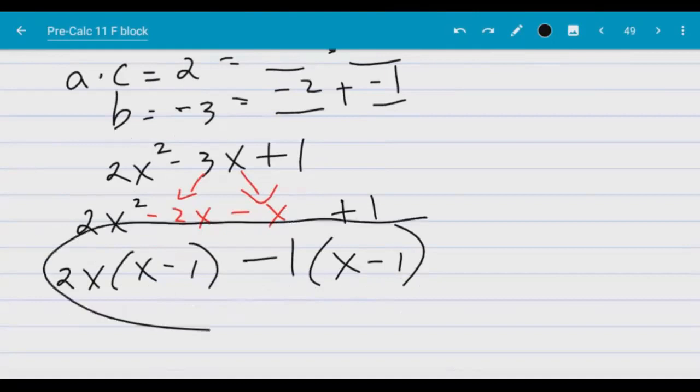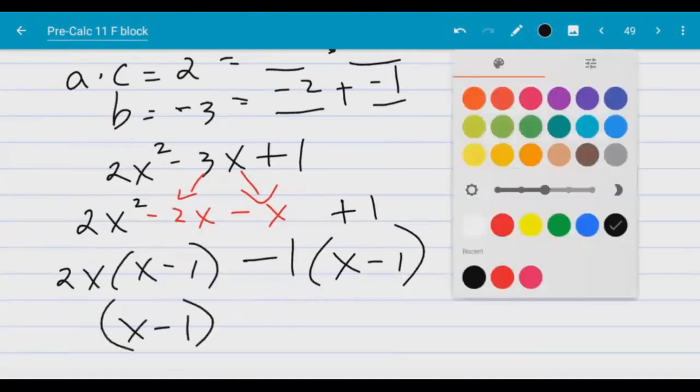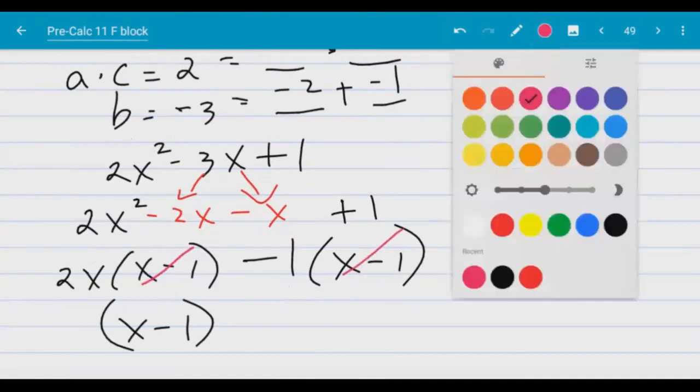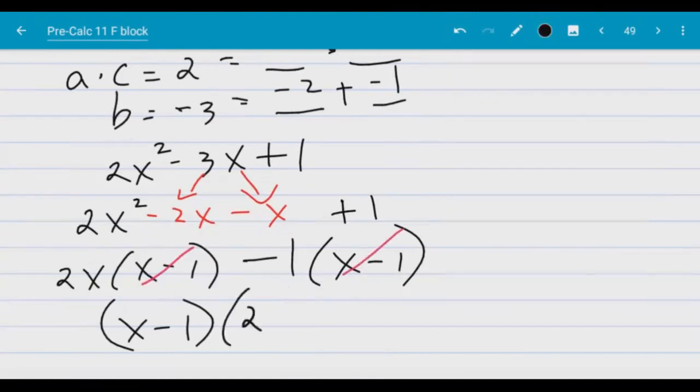What is common to these two terms? x minus 1. All right, if you're wondering how that happened, these two get factored out, which leaves you with 2x minus 1.